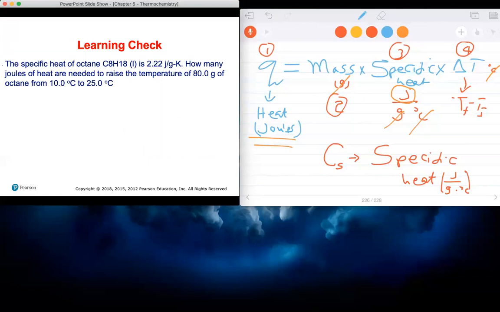Let's see an example of how to use this equation to do a calculation, to determine the heat given off when octane, all right? The specific heat of octane in liquid form is this. This is the specific heat. How many joules of heat are needed to raise the temperature of 80 grams of octane from 10 to 25?